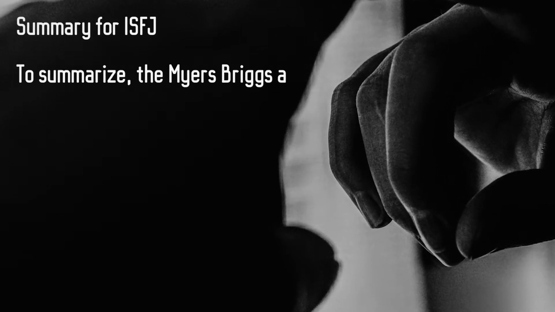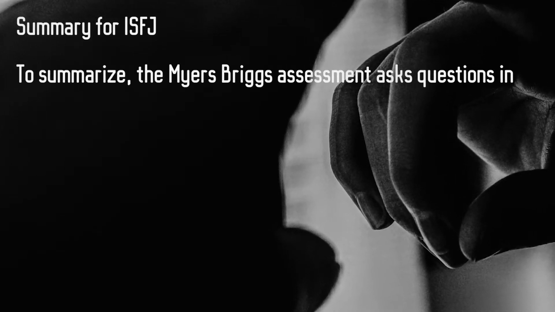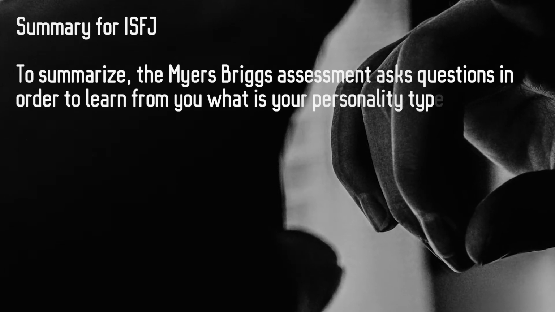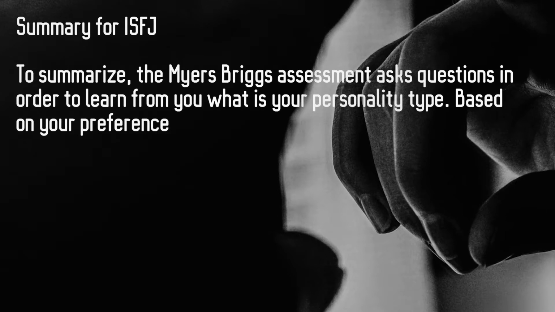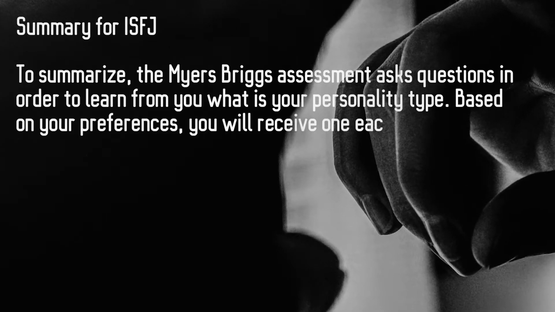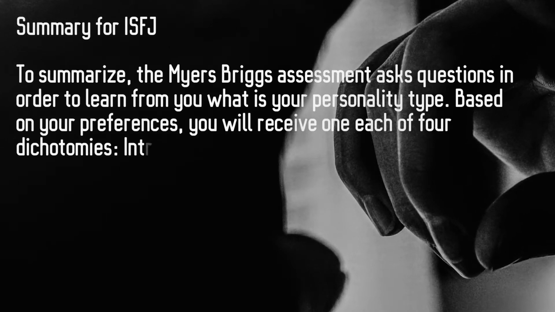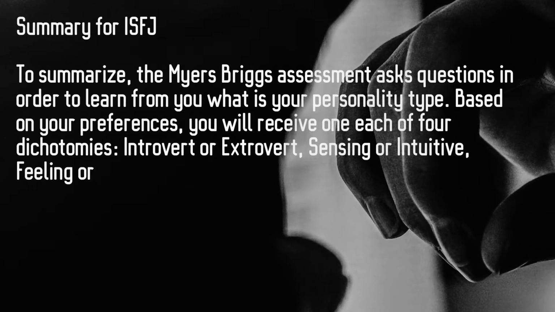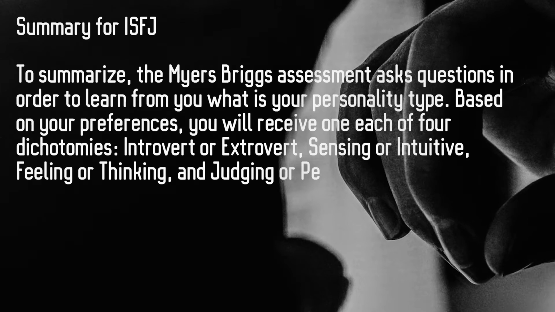Summary for ISFJ. To summarize, the Myers-Briggs assessment asks questions in order to learn from you what your personality type is. Based on your preferences, you will receive one each of four dichotomies: introvert or extrovert, sensing or intuitive, feeling or thinking, and judging or perceiving.